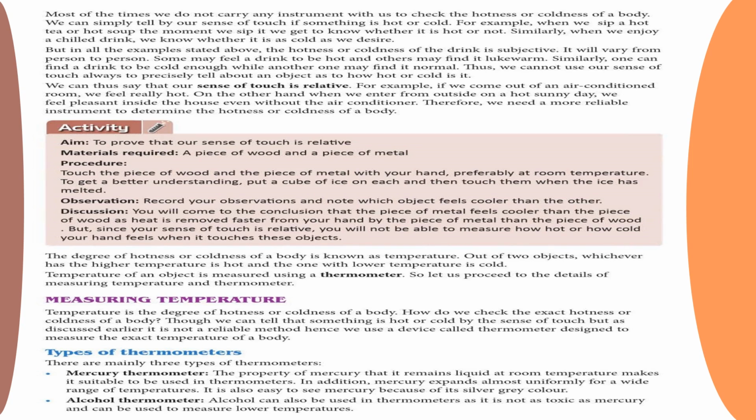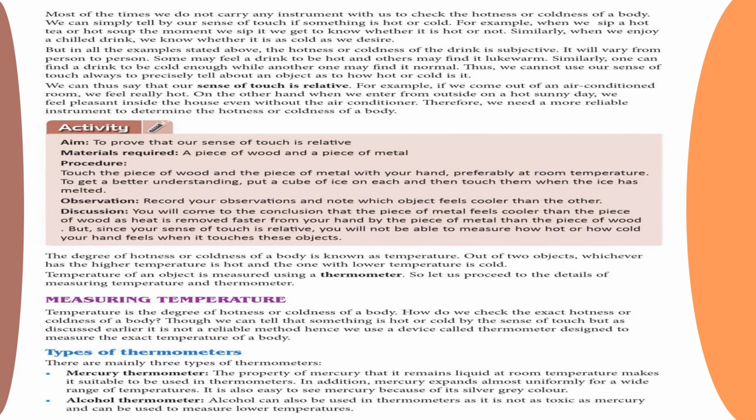So if I ask you how you decide the relative hotness or coldness of object, then your answer will be by simply touching the object. But our sense of touch is not enough in telling us whether an object is really hot or cold. So this can be understood by performing a simple activity which is given in your textbook. That means we need a piece of wood and a piece of metal.